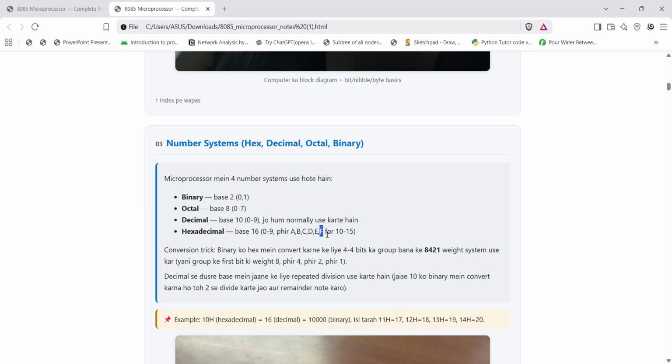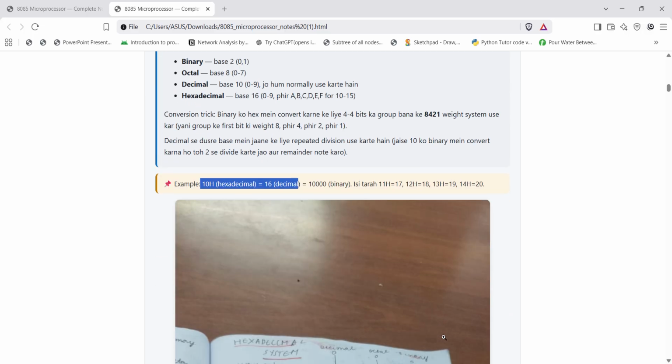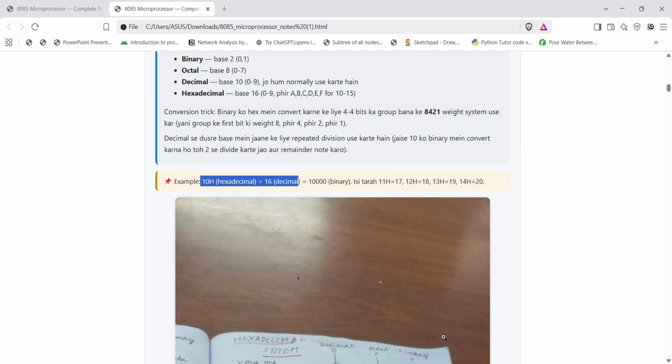F is 15, 10H is 16. Okay, so 10H is basically 16 and we are having 22. So basically we will be adding 6 to this to make it 22. So 16H will be representing 22. So we will be writing 6 at the end, H, 1 will be carried over.